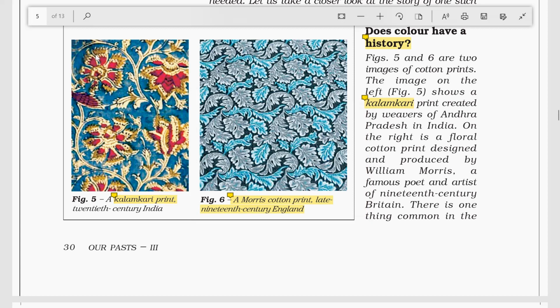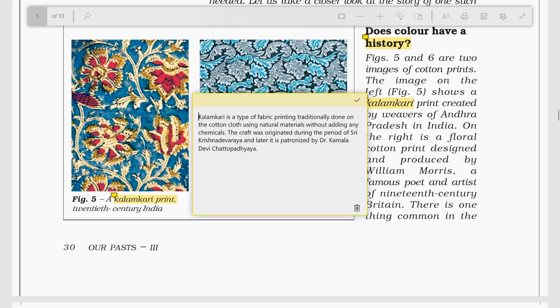So you can see, first they used to draw the sketch, then with the help of their hand they used to fill these colors, and it is very attractive. You can see the blue color is very vibrant, and this Kalamkari was introduced. It was a traditional printing method. It was introduced by Krishna Dev Rai, and later on it was patronized by Dr.